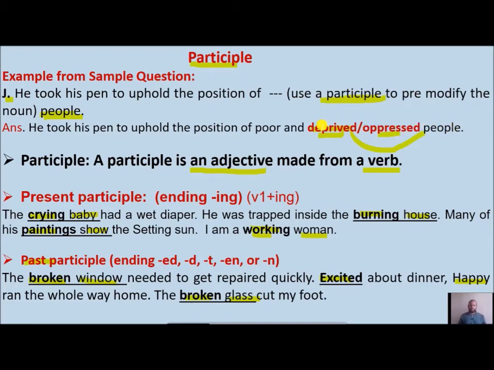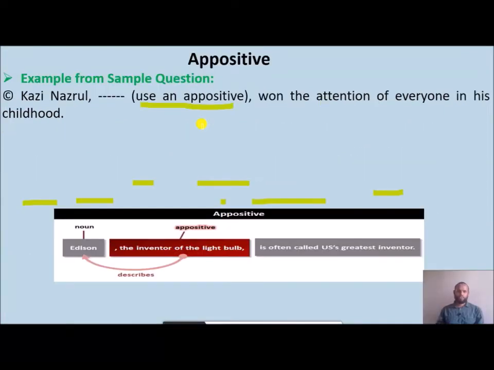So participle is an adjective, and this time we will talk about a very interesting grammar item, and it's the appositive. Let's take another example from the sample question. Okay, and it is in C. It's written, Kazi Nazrul won the attention of everyone in his childhood. Here the direction is for you: use an appositive. So you have to use an appositive.